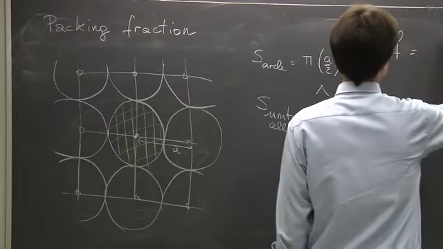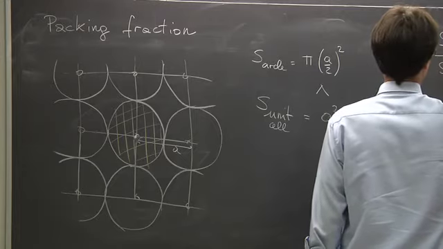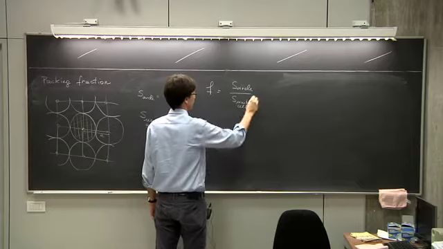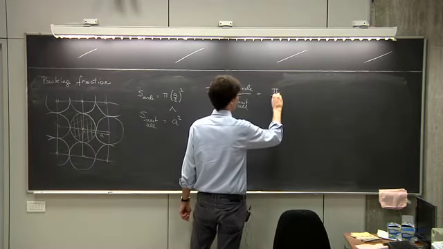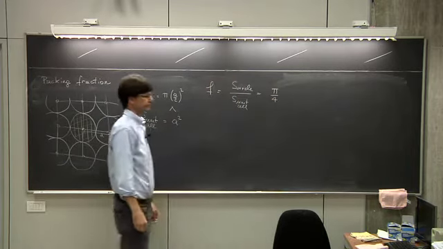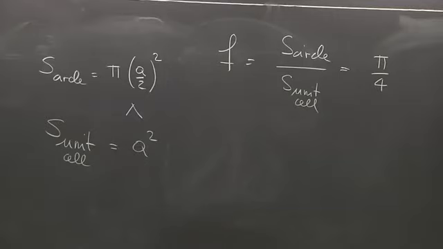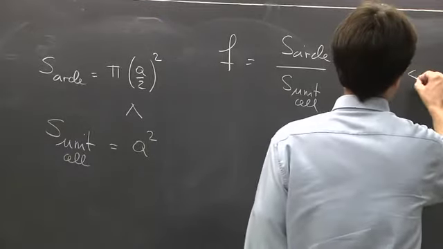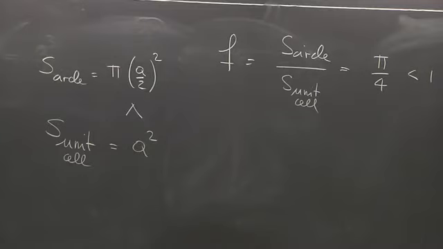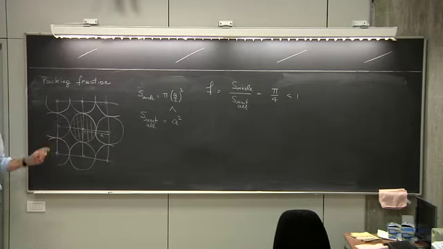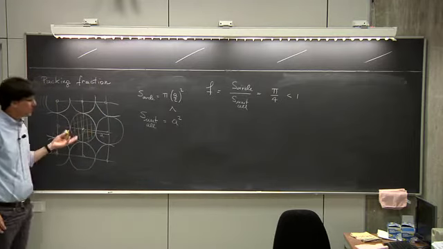F, I define the ratio between the two, and this is pi over 4, which is reasonable. We like it because it's less than 1. If it was bigger than 1, there would be a mistake, right? Because we know that there must be empty spaces. It's also reasonably close to 1, right?